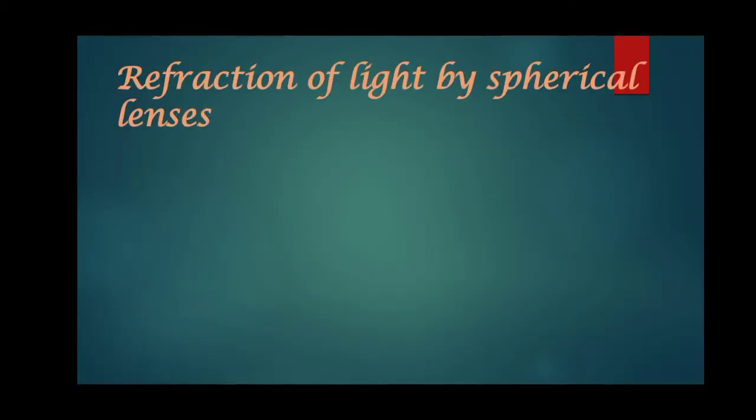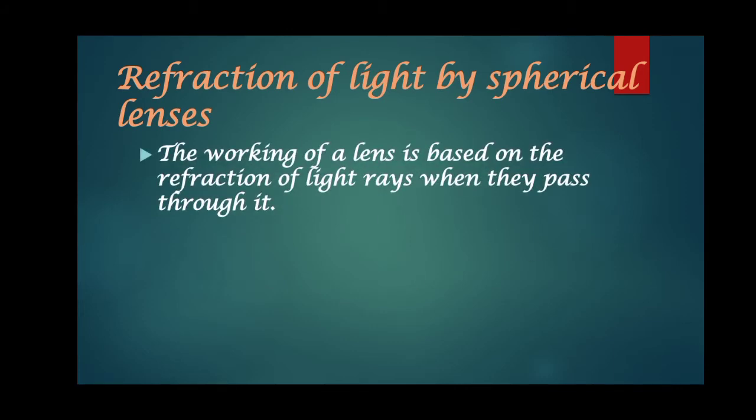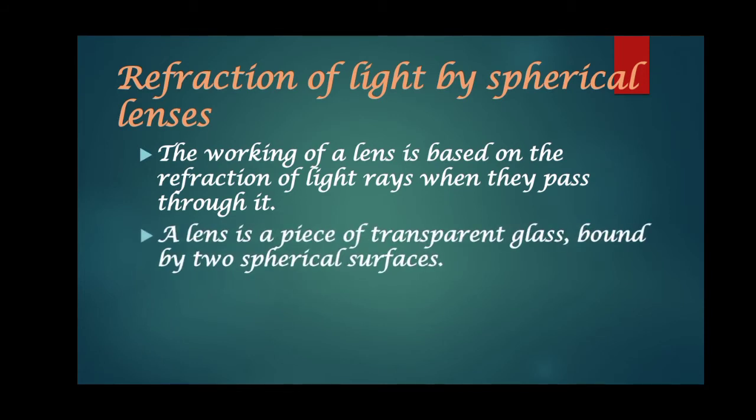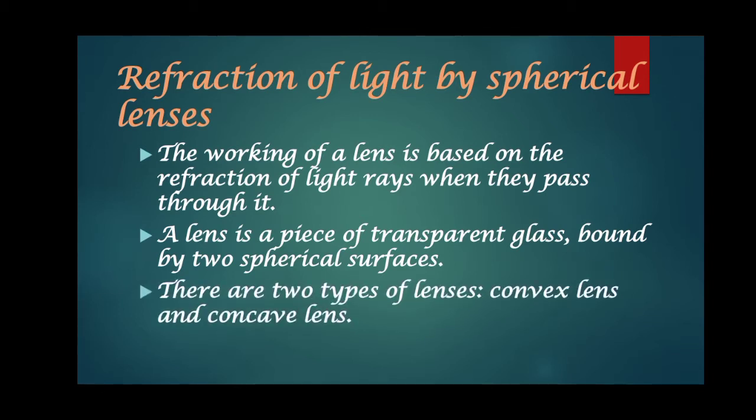Now, refraction of light by spherical lenses. The working of a lens is based on the refraction of light rays when they pass through it. A lens is a piece of transparent glass bound by two spherical surfaces. There are two types of lenses, convex lens and concave lens.